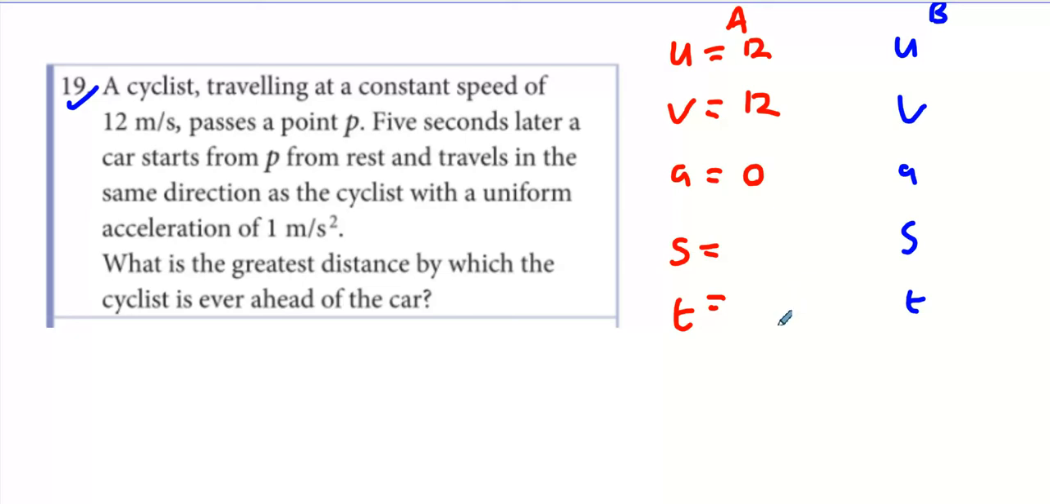Who's traveling longer, the cyclist or the car? How much longer is he there for? So this one can be t plus 5 and the other one can be t. What's another way of doing that? You could say that this one's t and this one's t minus 5. Do you get what I'm saying? If you choose two competing systems, they still come out as the same answer in the end.